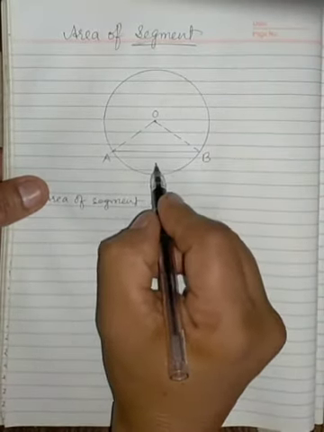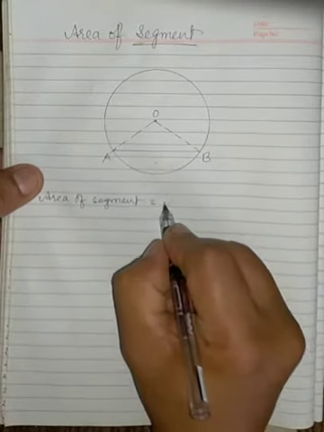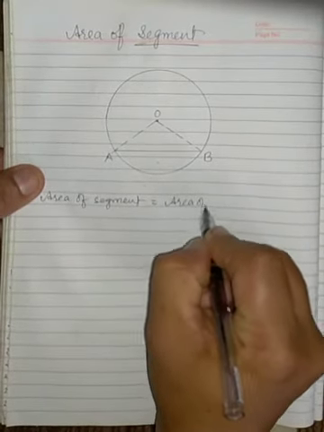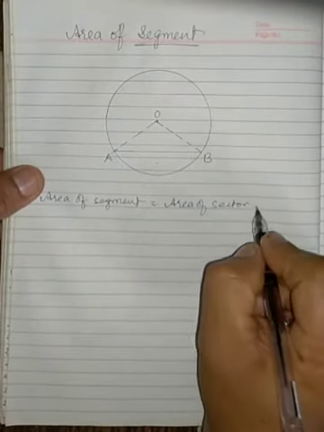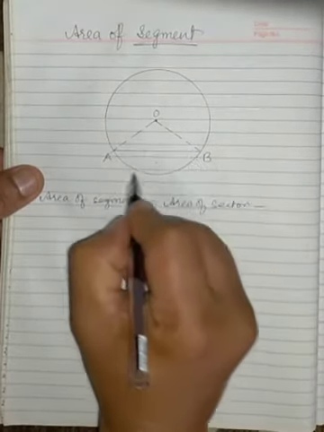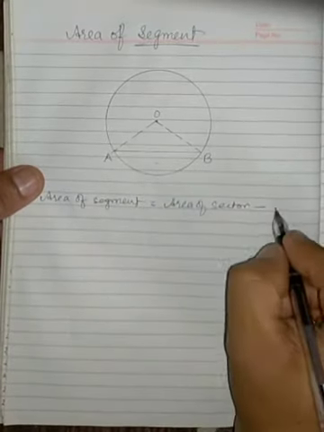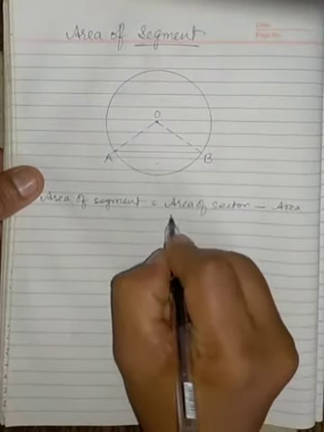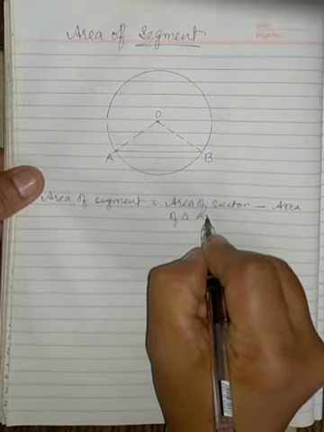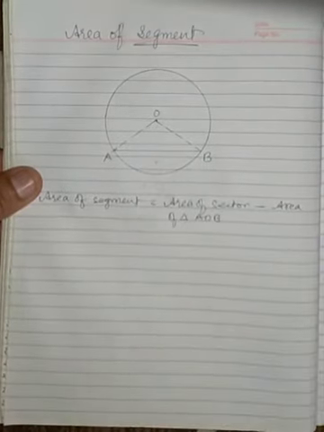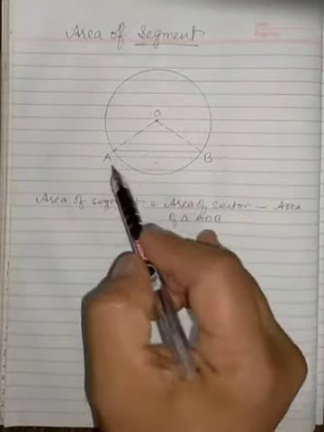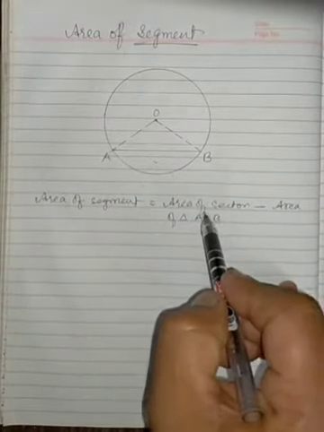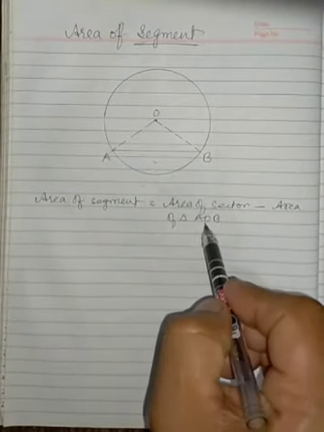So to get the area of the segment, we take the area of the sector, and from the area of the sector, if we subtract the area of the triangle, we get the area of the segment AB. Okay, so area of segment is equal to area of sector minus area of triangle AOB.